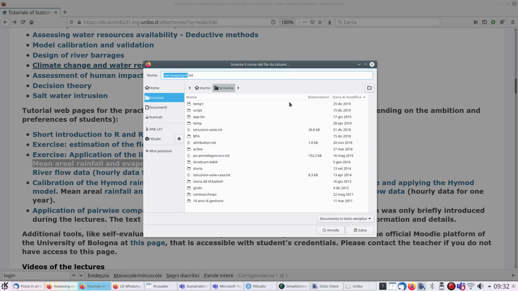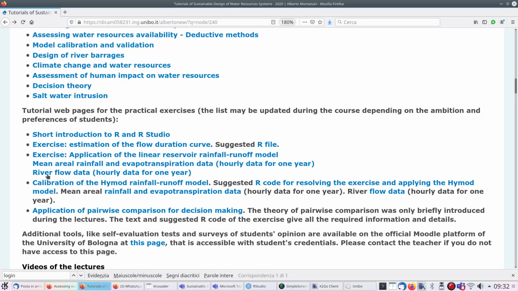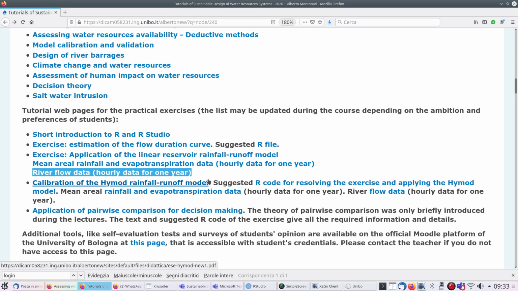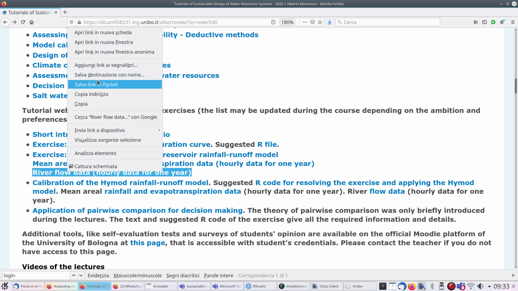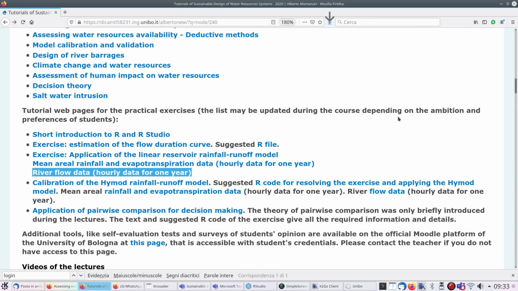And then you can save wherever you want. I am saving on the desktop with the name of the file rainevaposynth.txt. Okay, I am saving. Good. Now, river flow data, we need them. Okay, here it is. Again, right click, save file with name, and again I am saving it on my desktop. Good.